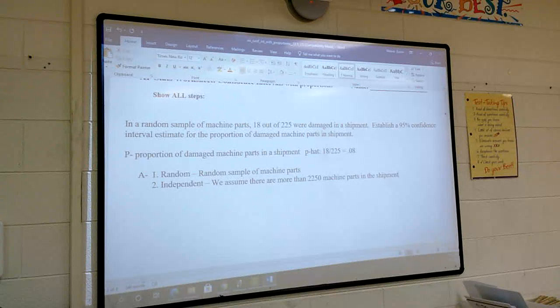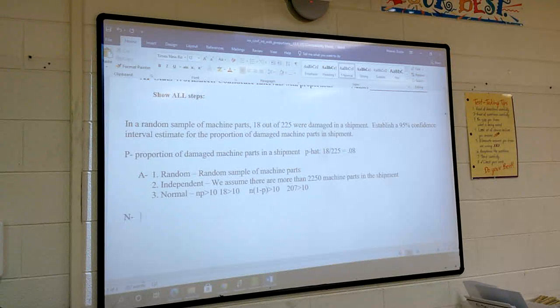We assume there are more than 2,250 machine parts in the shipment, okay? Because we're talking about that one shipment, so we assume there's more than 10 times that many. And then normal. So N times P is greater than or equal to 10. That would be 18 is greater than or equal to 10, so that would be a check. And then N times 1 minus P is greater than or equal to 10, and that would be 207 is greater than or equal to 10, a check. So it passes our 3 conditions.